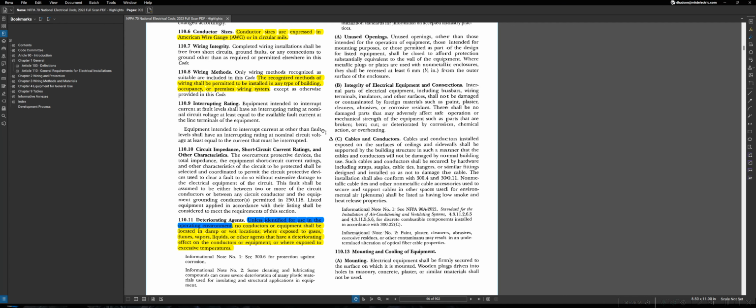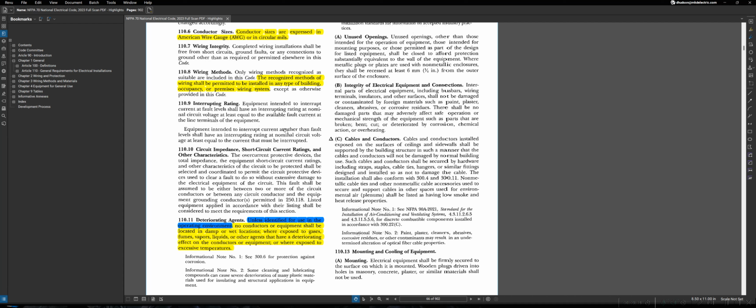Now, sticking again with the general wiring section here, at 110.8 this section provides that any of the wiring methods that the NEC states are permitted may be installed in any type of building, occupancy, or wiring system. Meaning, in essence, if we take, for instance, EMT, which is an article and a recognized wiring method in the NEC, you're allowed to install EMT in any type of building or structure.